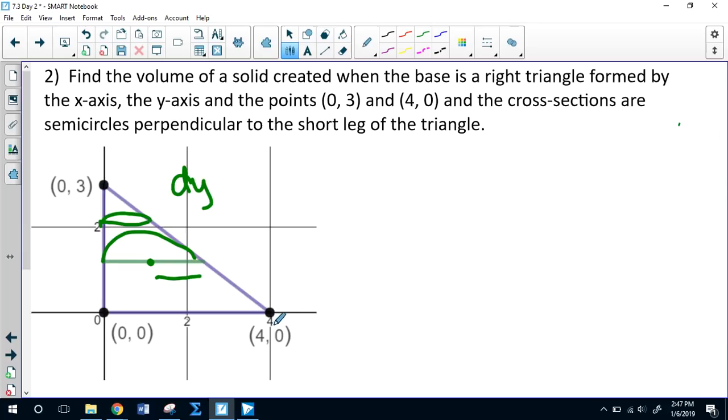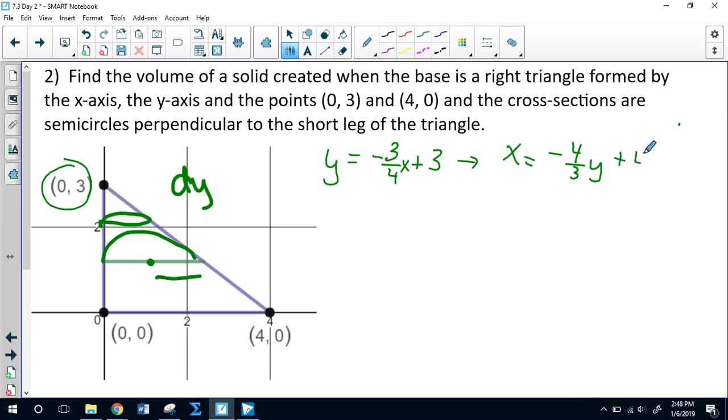So the first thing I'm going to see is I have a slope of negative 3/4. So I'm going to write the equation of the line using the y-intercept. So y equals negative 3/4 x plus 3. But remember, we said we needed this in terms of y, solved for x, because this is a dy problem. So now I'm going to just solve it for x.